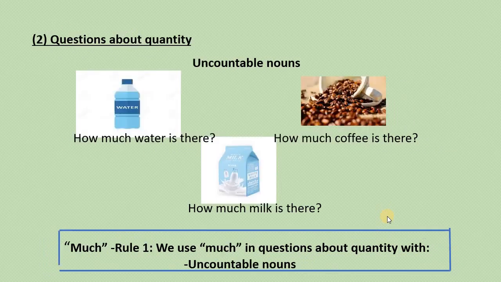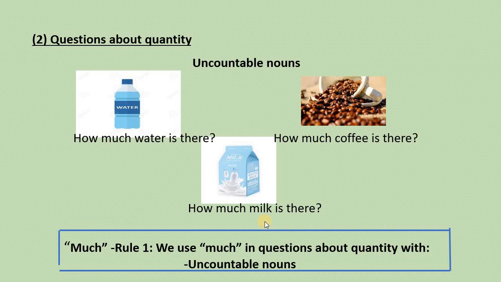Moving on guys. Number 2, questions about quantity. How much water is there? How much coffee is there? How much milk is there? So guys, notice that we have a noun here which is an uncountable noun: water, coffee, milk.